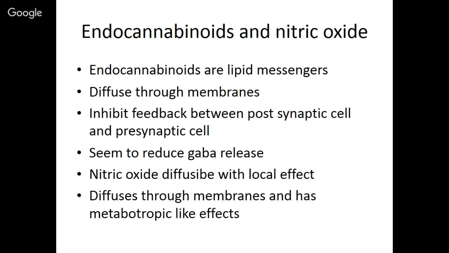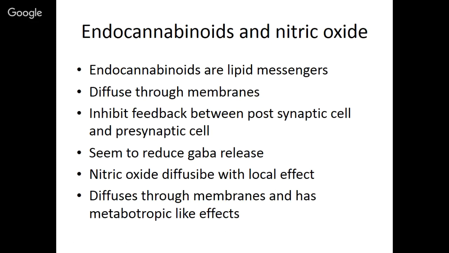Endocannabinoids, nitric oxide. Endocannabinoids are lipids, so that sort of answers the question: do they have vesicles? Probably not. They diffuse through membranes, and they inhibit feedback between postsynaptic cells and presynaptic cells, so they slow down transmission. They seem to reduce GABA release. If they really reduce GABA release a lot, we could get some excitation. But in point of fact, we're trying to use these to control seizures, so maybe it's doing it just right.